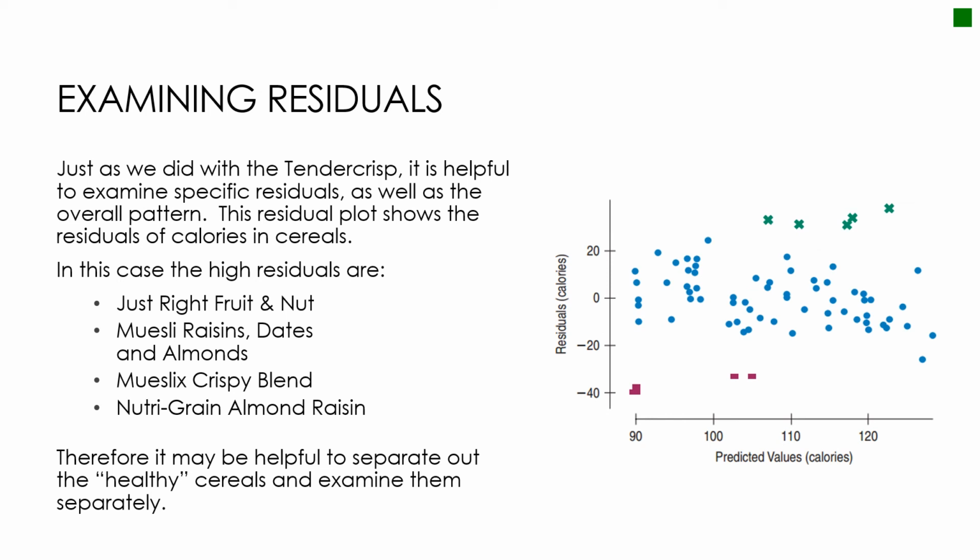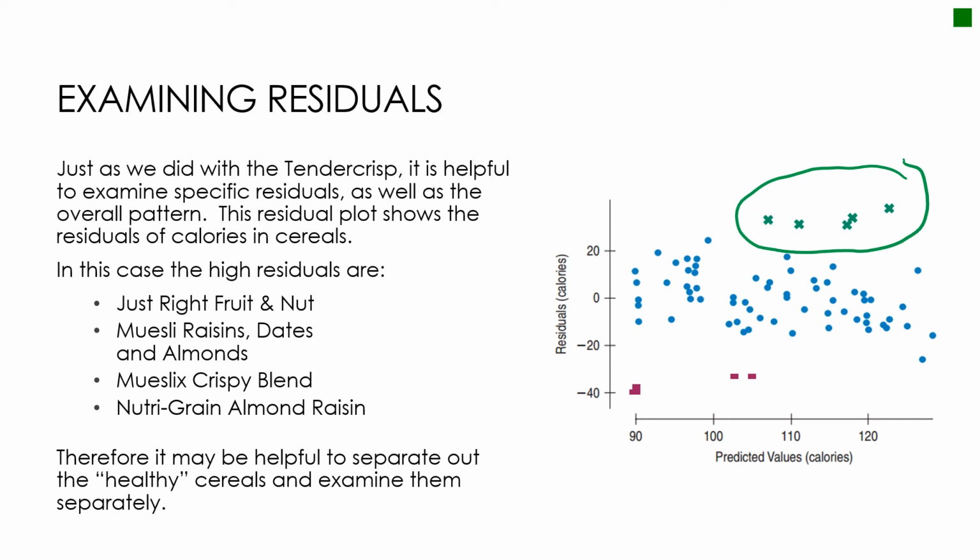Just as we did with the Tender Crisp sandwich, which was just using one value, I can also look at a group of values. So looking at this residual plot, I've got a group of cereals that have a high residual, which means their calories are much higher than what my model predicts.